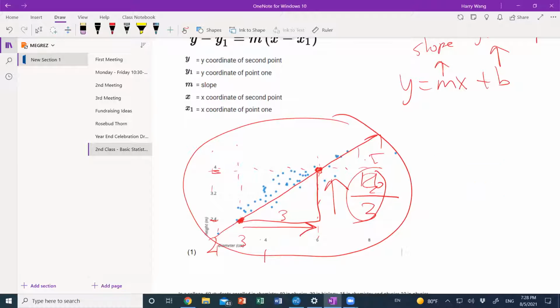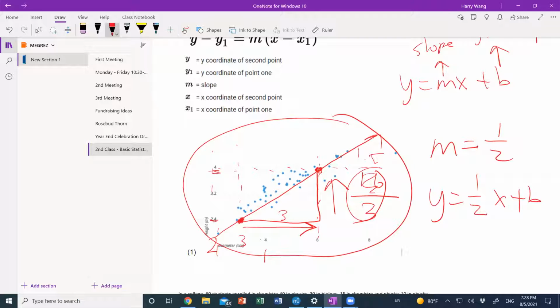And so we found our m value. Our m value for slope is 1/2. So we can simply plug that into our equation. Y equals 1/2 x plus b. And we still need to find b. How we can find b is, if you were given this graph, you can simply just look for it.